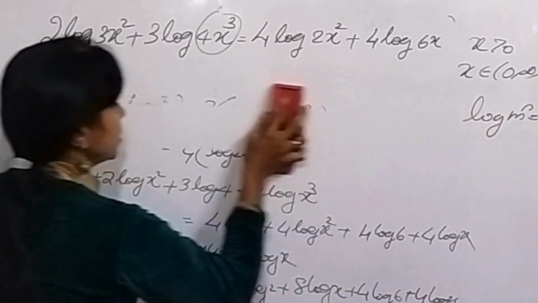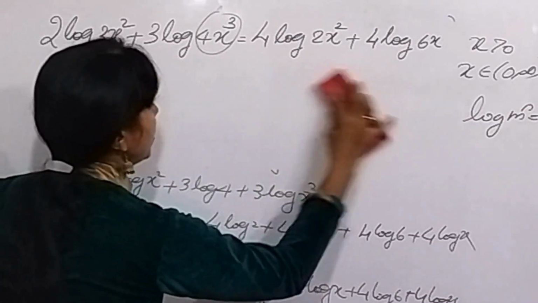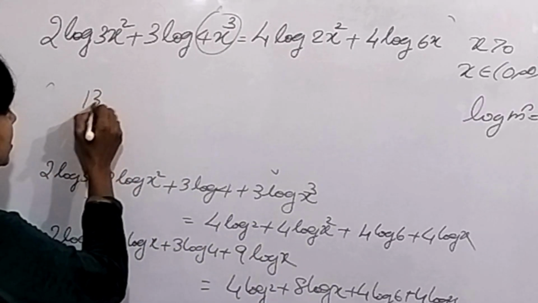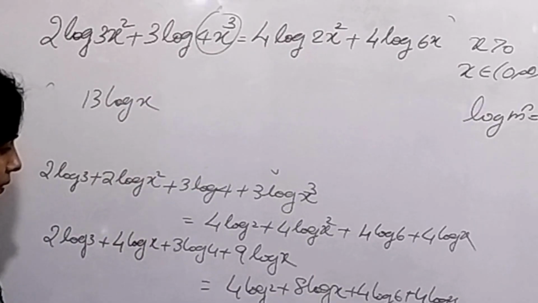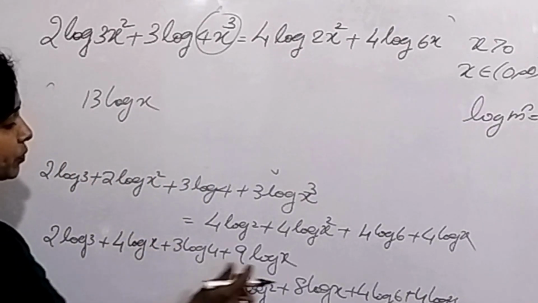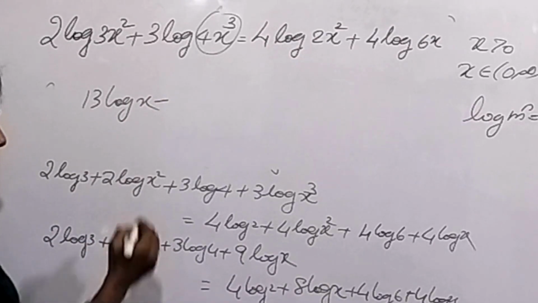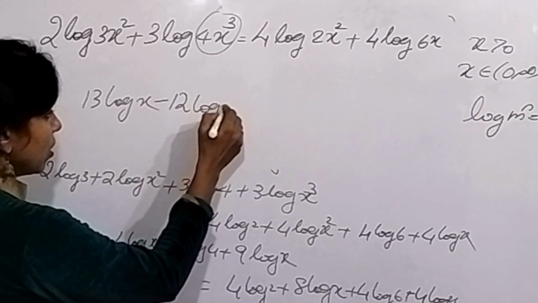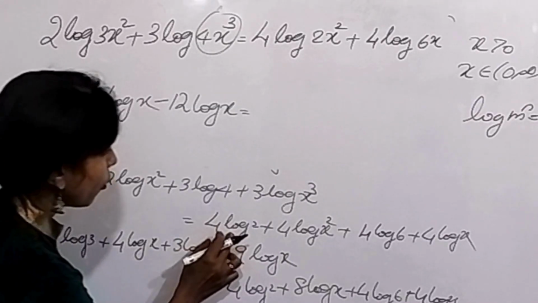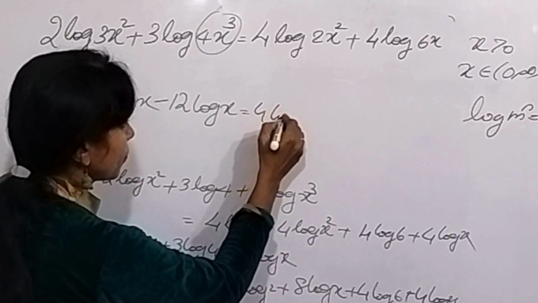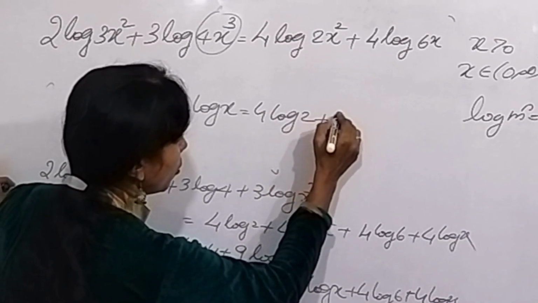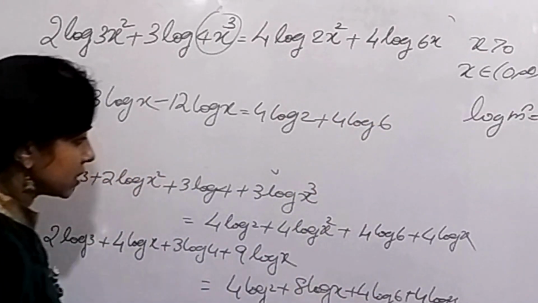So we can write here, just clubbing of the log x terms. So 4 plus 9 log x, that is 13 log x here. Here 8 log x plus 4 log x, that is 12 log x. I'm just shifting this log x to this side, so minus 12 log x. Remaining all the constants, I'm going to move to that side. So what will be there? 4 log 2, that I can write as 4 log 2 plus 4 log 6.